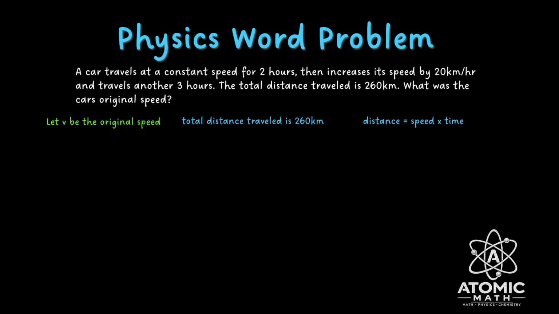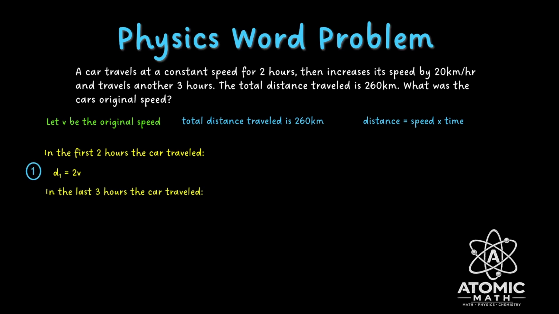So let's look at the first 2 hours of the journey. In that time, we don't know what the distance is that the car traveled, but we can write it like this. Whatever the distance is, it was 2 hours times the speed that we were traveling, which we also don't know. That's fine. Don't worry about how many things you don't know. Just start writing things down. That's going to be our equation 1.